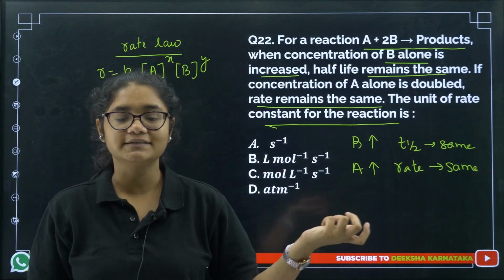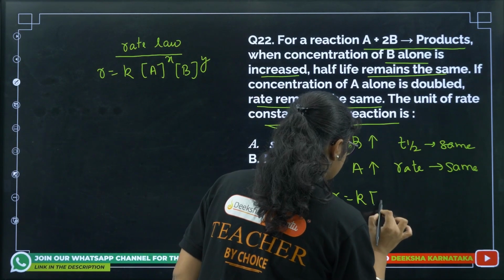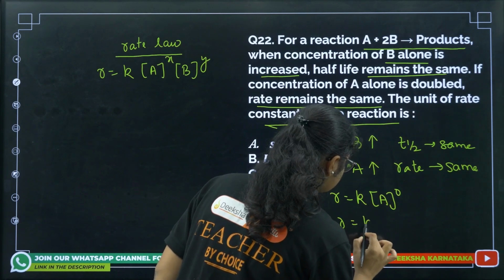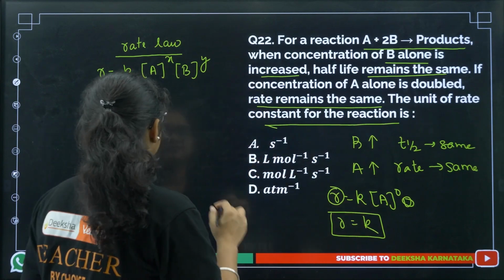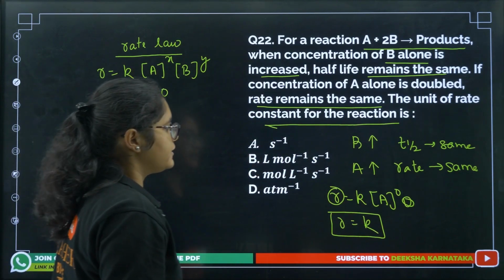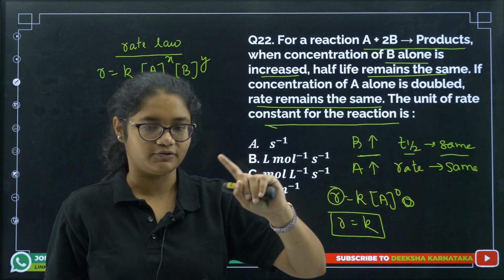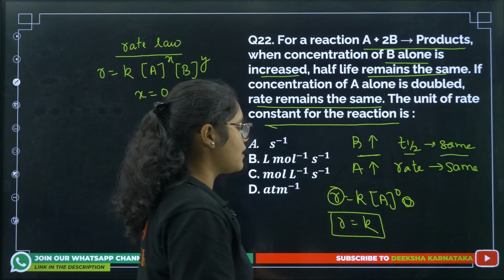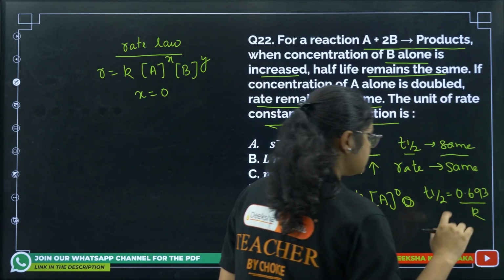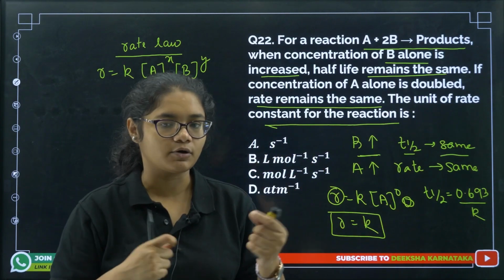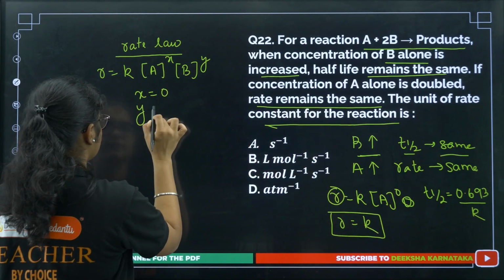So this happens for which order reaction? For a zeroth order reaction. In a zeroth order reaction, if you change the concentration, the rate is unaffected, so I can say x equals 0. Next, if the concentration of B is increased, the half-life remains the same. The half-life of first order is independent of concentration. T half for first order is 0.693 by k. So for first order reactions, even if you change the concentration, the half-life remains the same. So I can say that y equals 1.